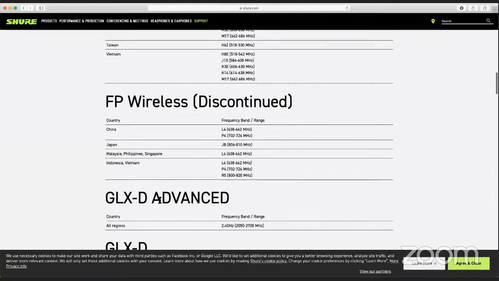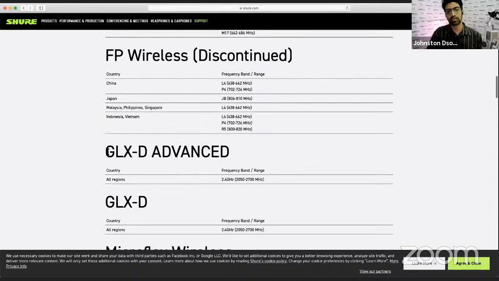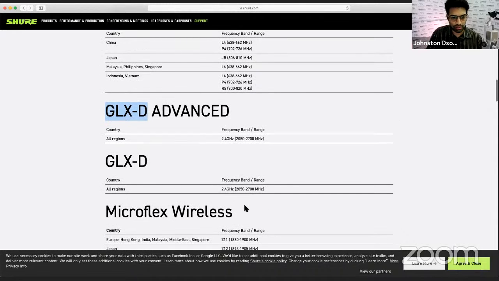Let's check out more. These are all the older series. GLXD is another microphone series, available in the 2.4 gigahertz band. The 2.4 gigahertz is the unlicensed band. Whenever you're buying a wireless system, make sure you are making an informed choice. If you're going for a system that is not meant for professional use, just for small gatherings or your office, then maybe you can go for the higher frequency range, that is 2.4 gigahertz.